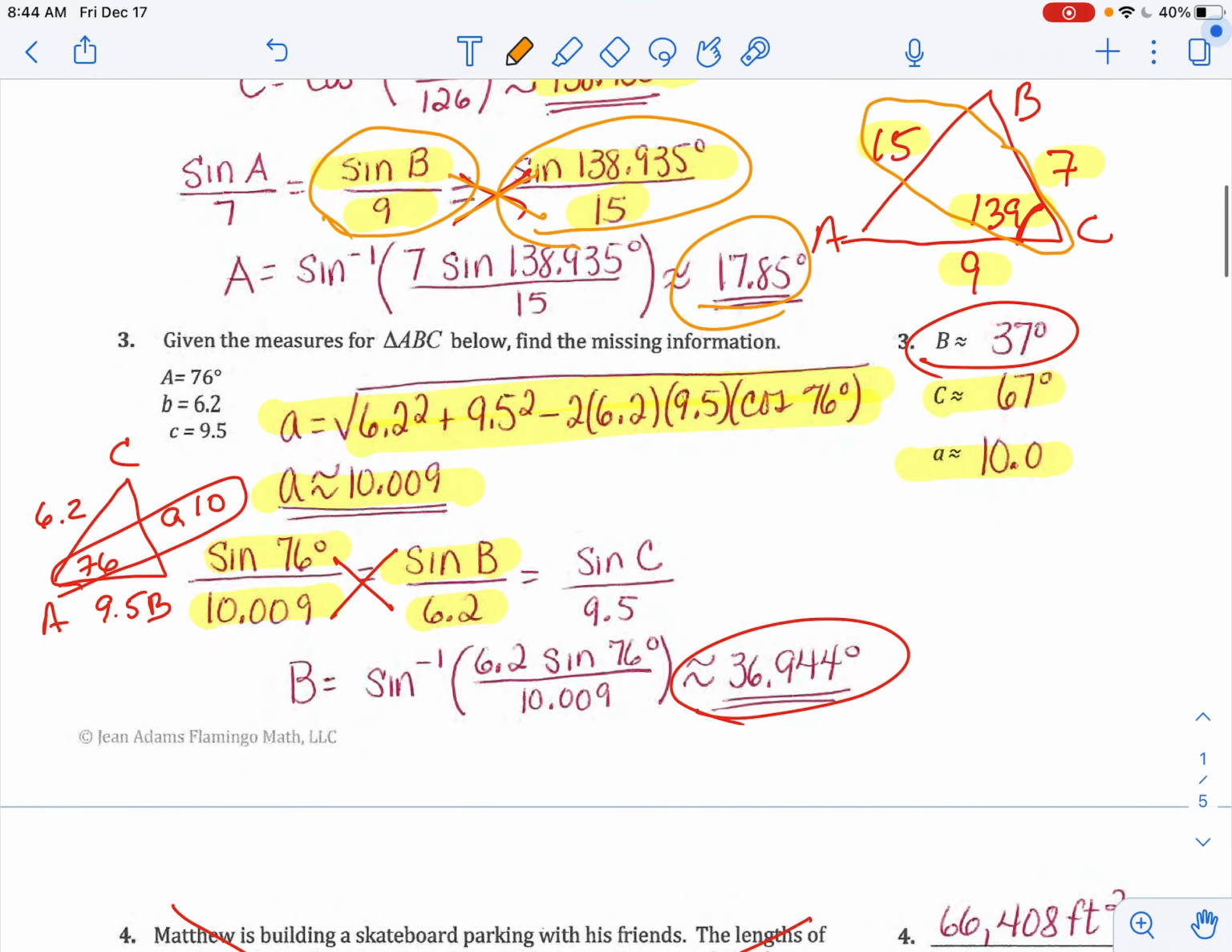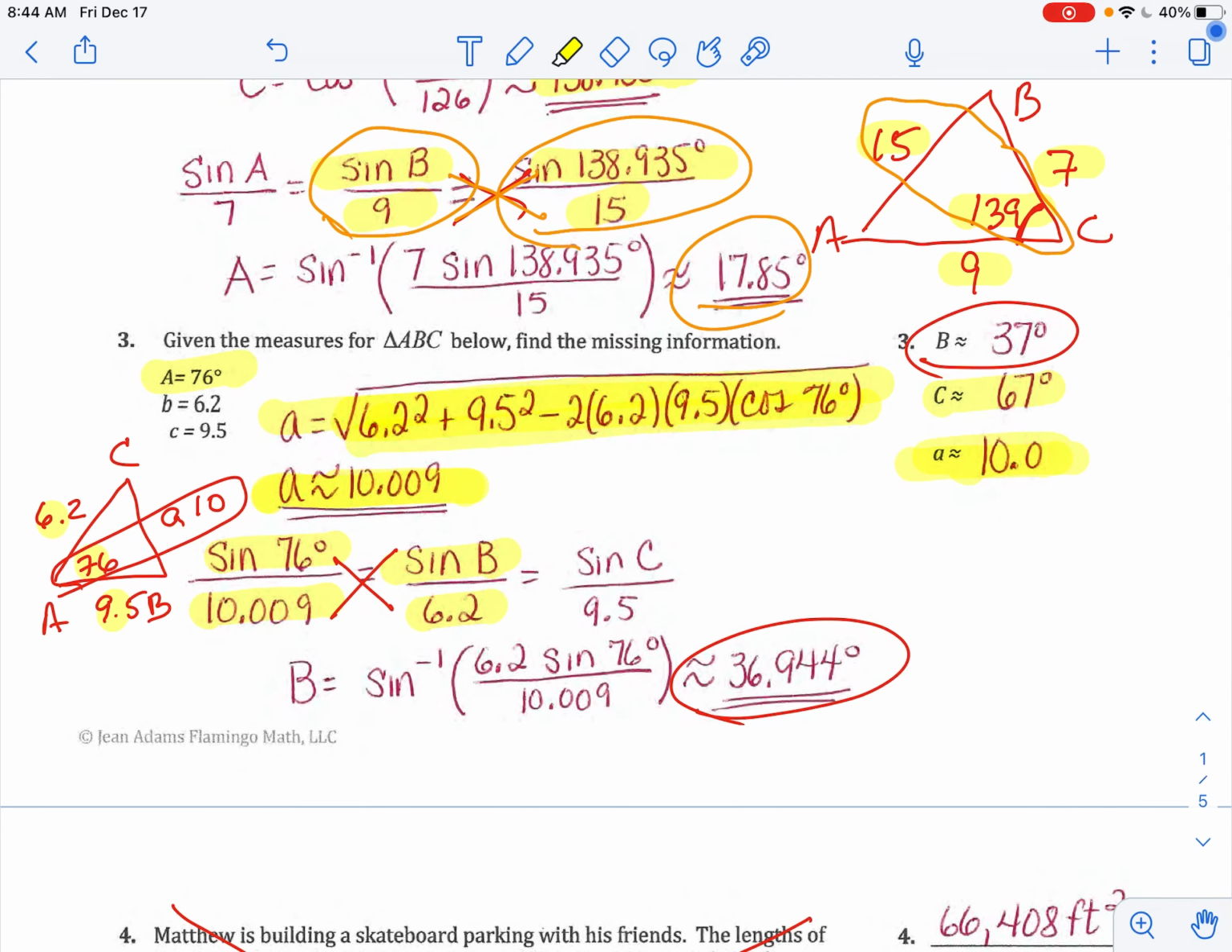All right, number 3, side angle side if you draw it. So if you can't see that from the picture, that's what I would do. A is 76, little b is 6.2, and this is 9.5. So this one's a little bit easier because to find A, it's just a calculator problem. So what you're going to do is put all this in your calculator. That's going to give me A is 10.